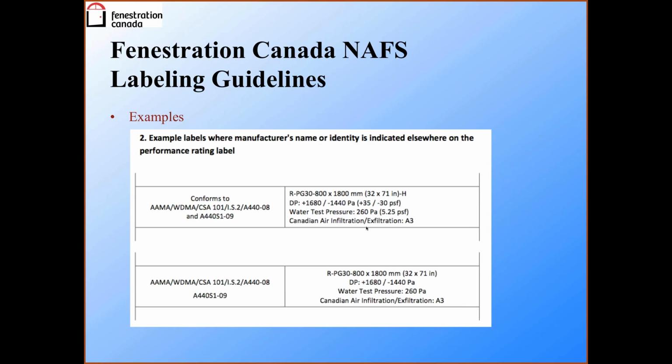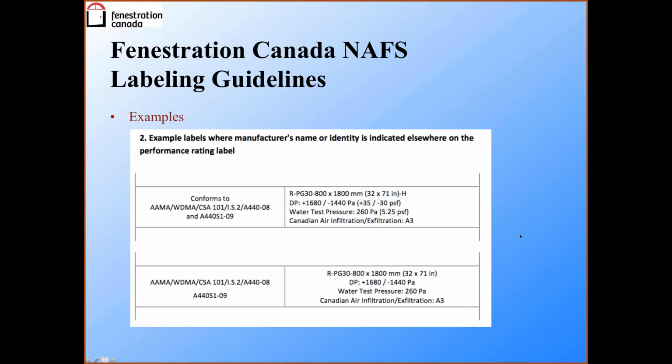So if you had an NFRC permanent label, while it doesn't have anything to do with NAFS, it permanently identifies the manufacturer, and then if you add the NAFS information to your temporary NFRC label, you're in compliance with the building code at that point in time. Before I move on to the calculator, any other questions?